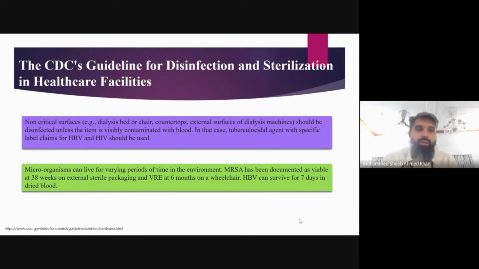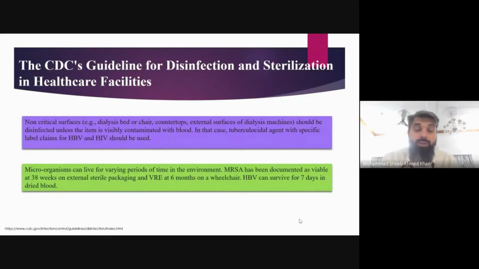Not only the critical, even the non-critical surfaces like the dialysis bed, chair, and the surface of the machine should be disinfected, even if there is no visible blood on them. Because this will reduce the chance of hepatitis B virus infection, HIV infection, or various other infections which can survive on the surface for hours or sometimes days or weeks together. As we have mentioned here, the MRSA organism can survive on these packets for as long as 38 weeks. The packets where blood tubings are kept, where dialyzers are brought in, all those can be infected.